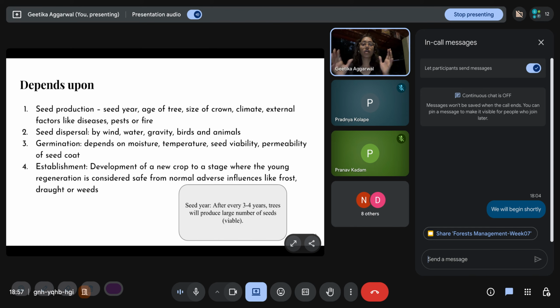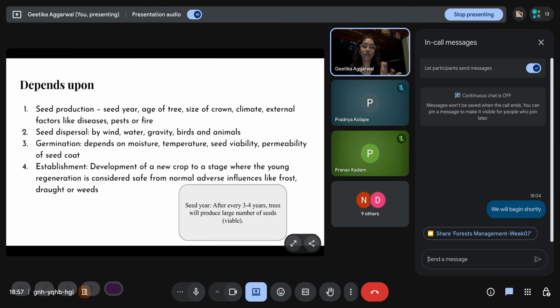What is the size of the crown? If the crown is too small, then again, the branching will be less. If the branching is less, the fruiting is less. If the fruiting is less, then the seeds are less. So if a tree has a bigger crown, there's more branching, there are more flowers, more fruits, and more seeds that are produced by that particular tree.